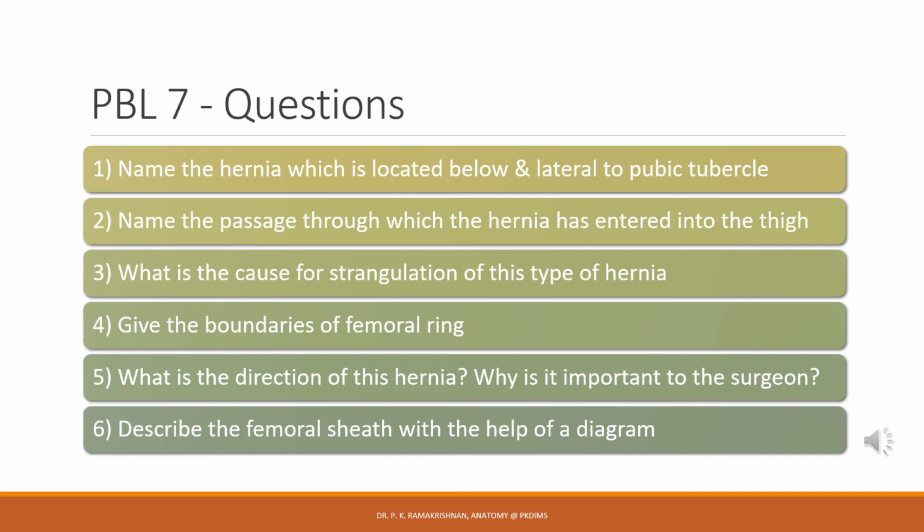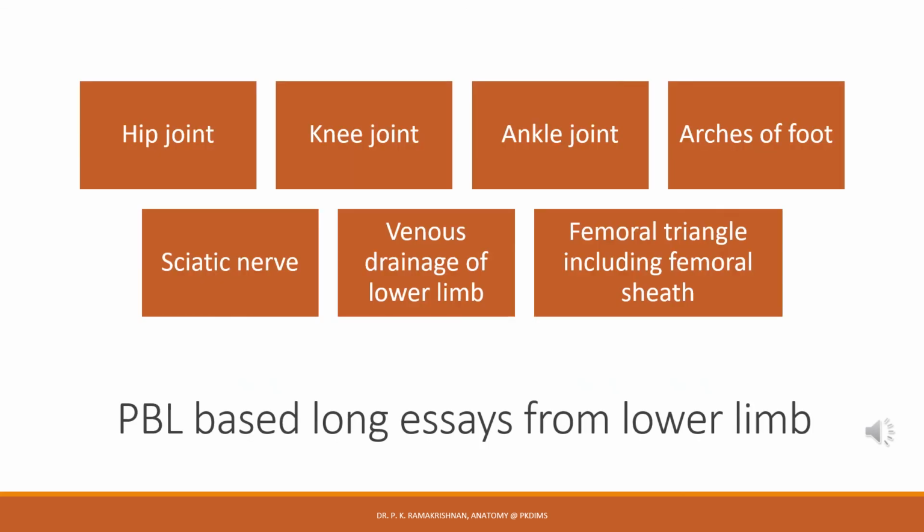You also have to mention the direction of this particular hernia and why it is important to the surgeon, especially during reduction of these types of hernias. And finally, you have to describe the femoral sheath in detail with the help of a diagram. So these are the core areas in lower limb which can be asked as a PBL long essay question.